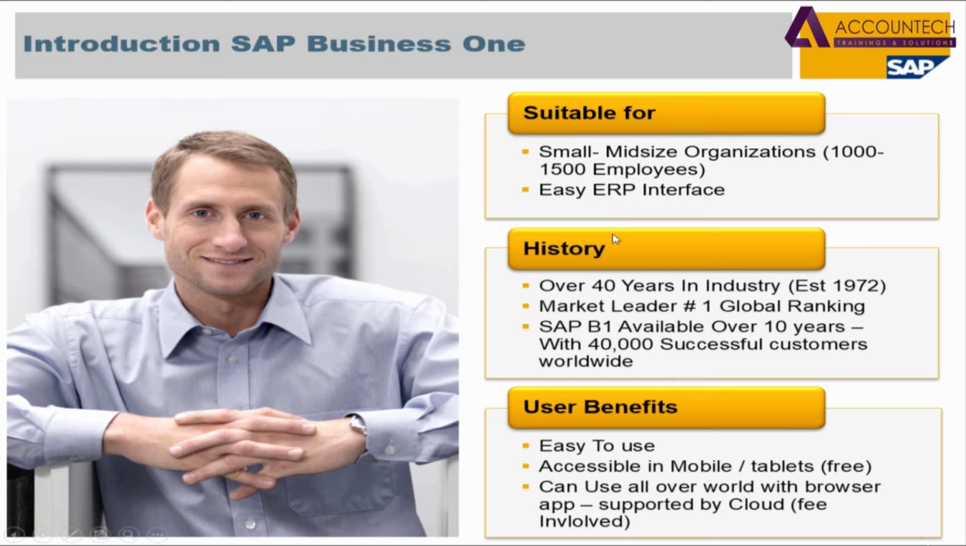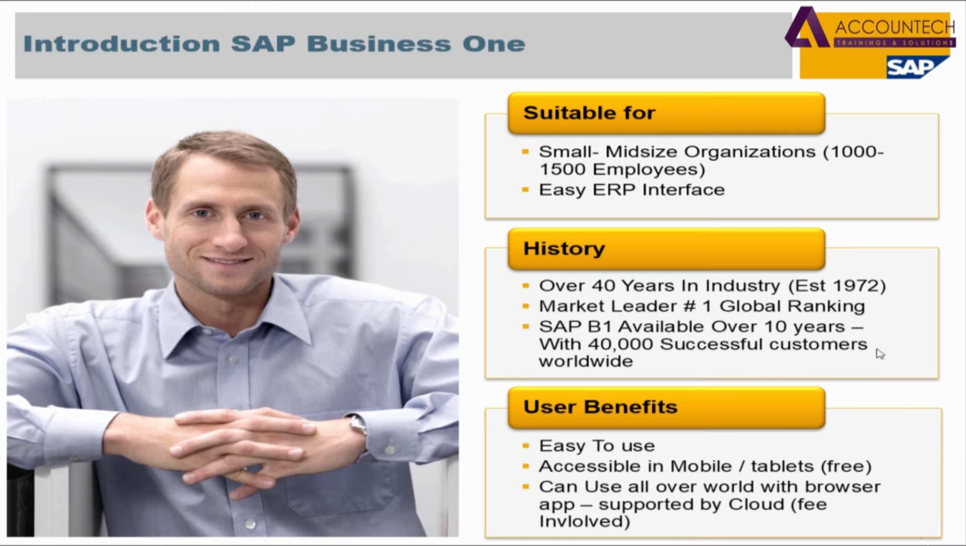Now let's see some history about this. It is over 40 years in the industry now. It was established in 1972, but nowadays most of the companies are shifting and advancing their accounting system technologies and the use of software. So maybe 10 years back, you hadn't heard anything about SAP or Oracle, but now everyone knows about it. And day by day, many companies are moving from their normal accounting system to ERPs. Also, it's market leader number one in the global ranking because of its easy interface.